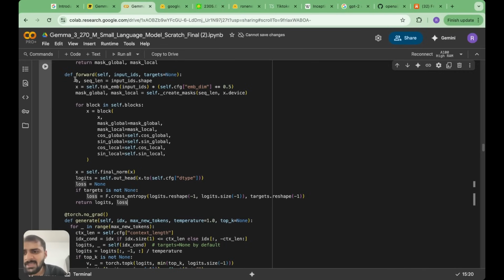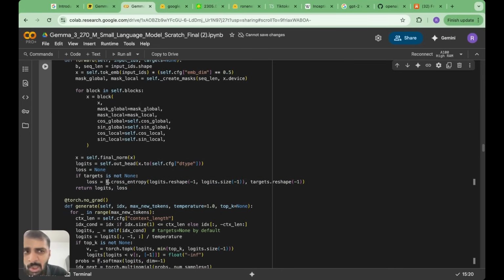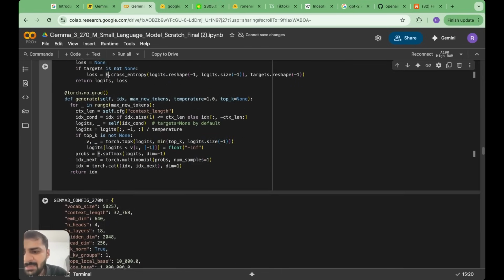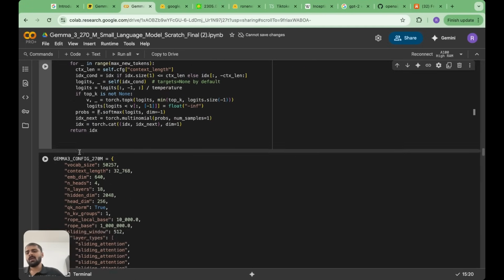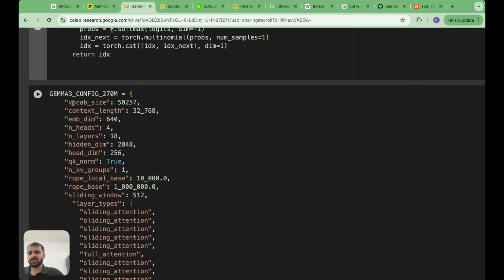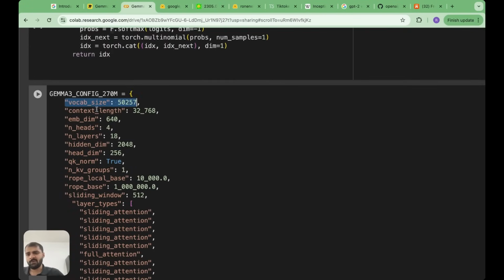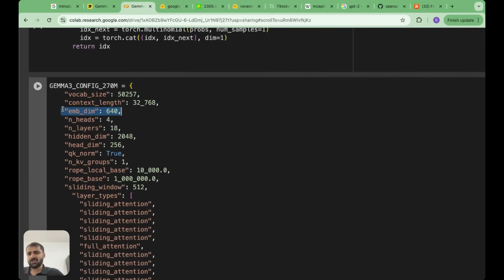So here what's happening is that we go through the forward pass, we get the output logits, and then we have the cross entropy loss. And then we are returning logits as well as the loss. That's what's happening in this step. And here we are defining the configuration, right? So the vocab size is 50257. The context length for Gemma 270 million is 32768. Embedding dimension is 640. Number of heads is 4. These are the number of attention heads. Number of transformer blocks is 18.